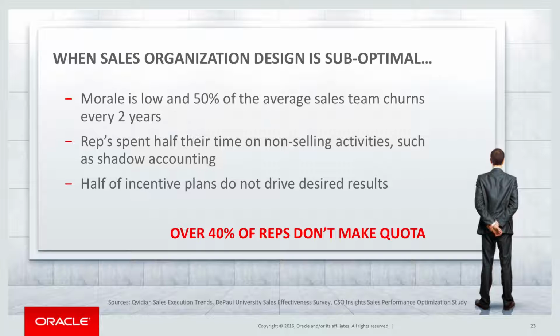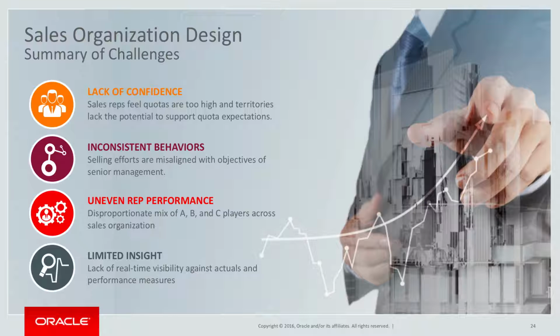To summarize this portion of the challenge, it's a combination of a lack of confidence with inconsistent behavior, uneven performance across individuals or across teams, and limited insight at the decision maker level to affect change. Hence we get to my 3 M's.